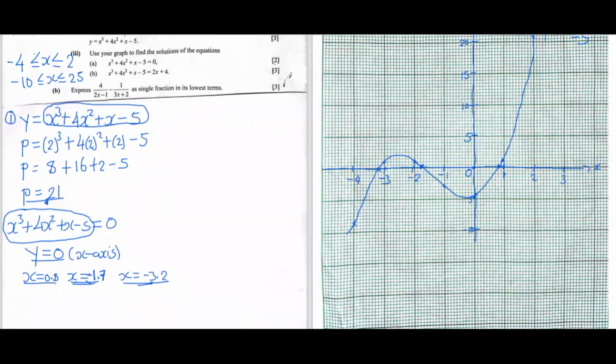If the curve is cutting the axis at 3 points, make sure that you get 3 coordinates or 3 x values. Now let's look at the other equation. So the other equation, this is our Roman number 3a. Now for Roman number 3b, we have this equation x to the power 3 plus 4x squared plus x minus 5 is equal to 2x plus 4.